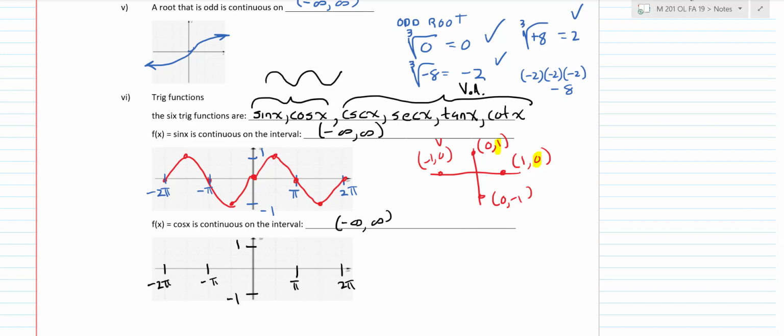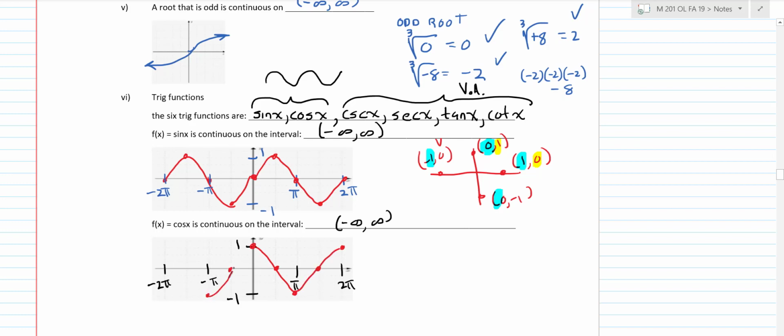And remember the cosine is the x value. So if you go around the unit circle, you're just looking at those x values. So remember it goes like this. The cosine of 0 is 1. The cosine of pi over 2 is 0. Cosine of pi is negative 1. 3 pi over 2 is 0. And then you cycle through these points forever and ever like that. Okay?